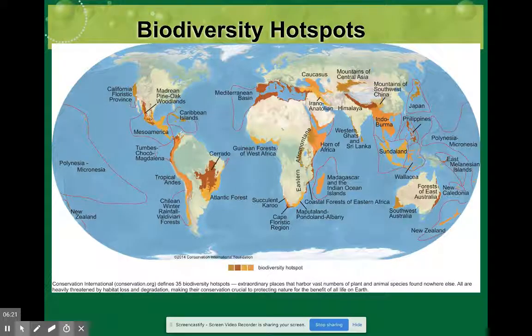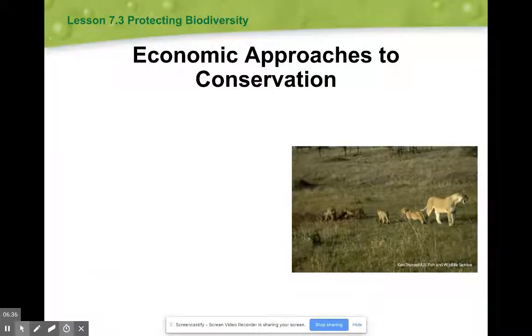There's 34 hotspots. This gives you an idea of where they are. So these are areas of concern where we have organisms that only are in those areas, and if those areas are disturbed any further, we have a chance of losing these organisms.